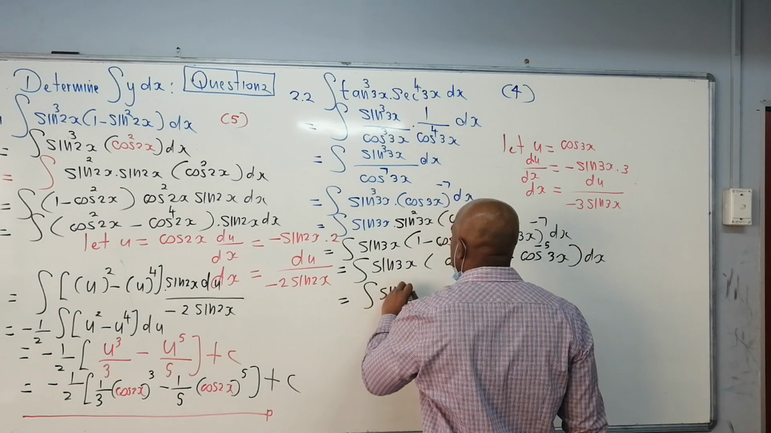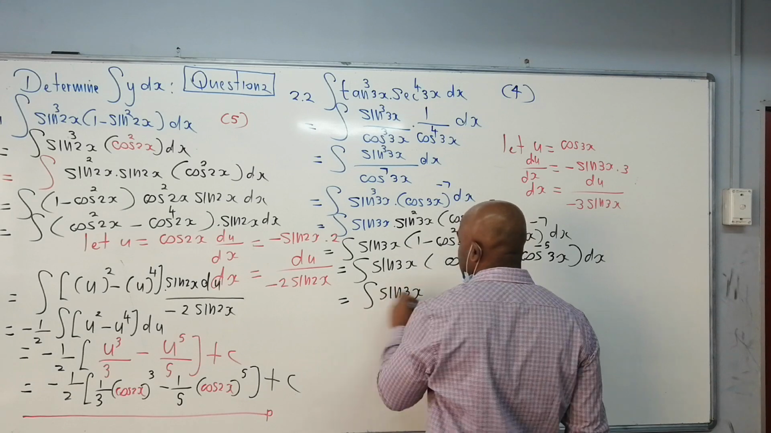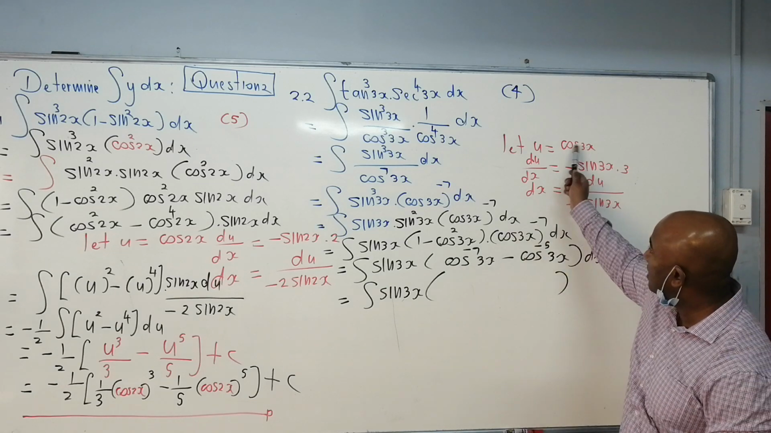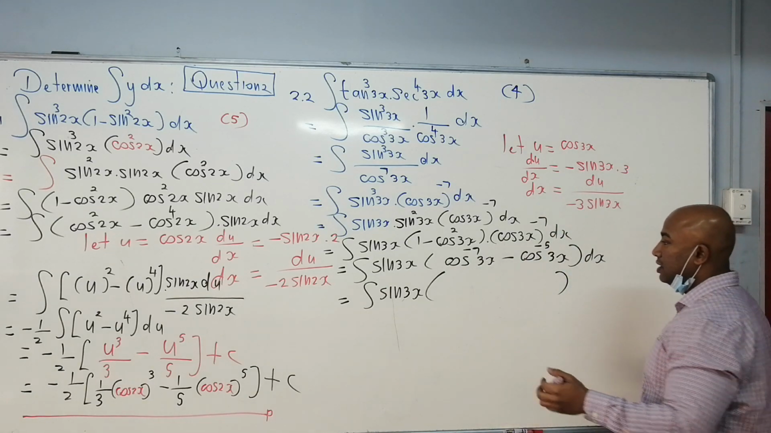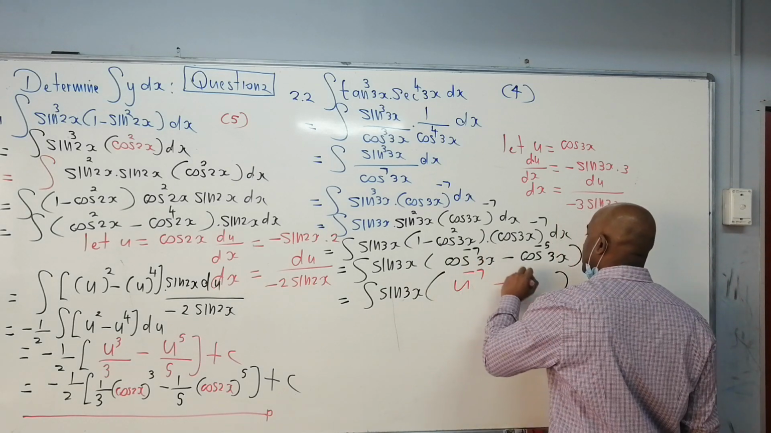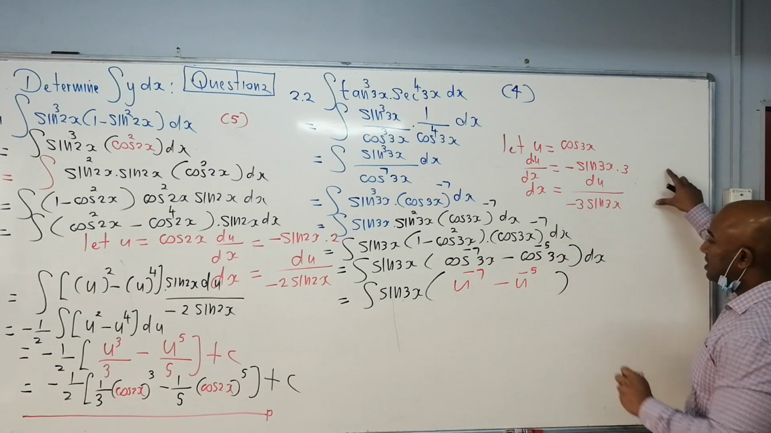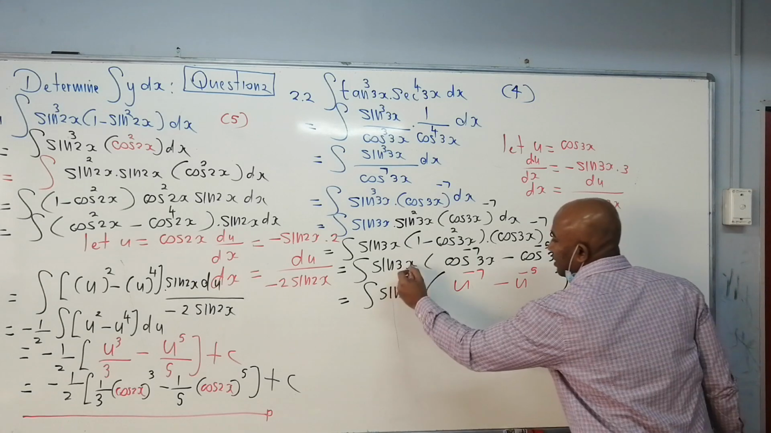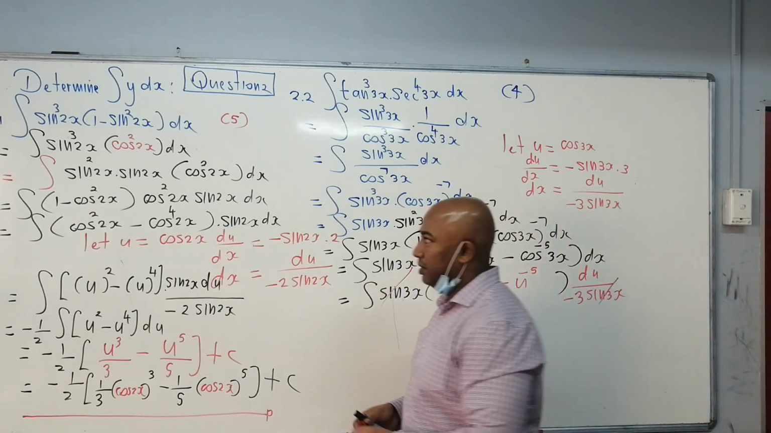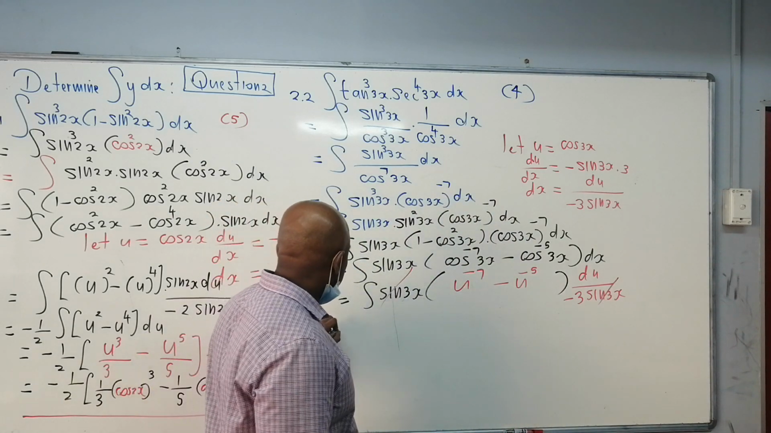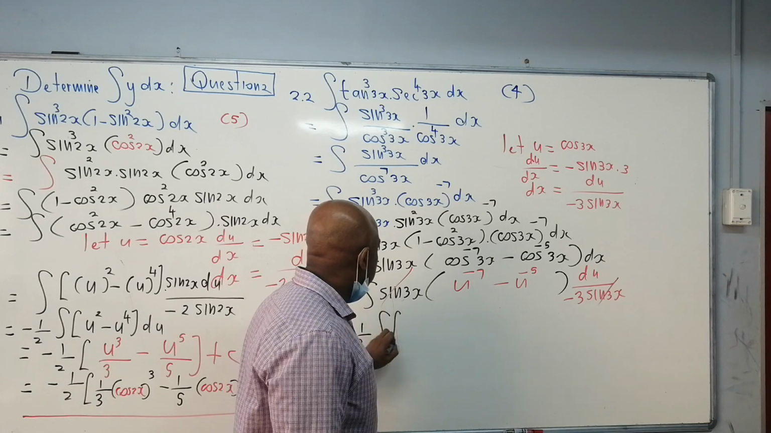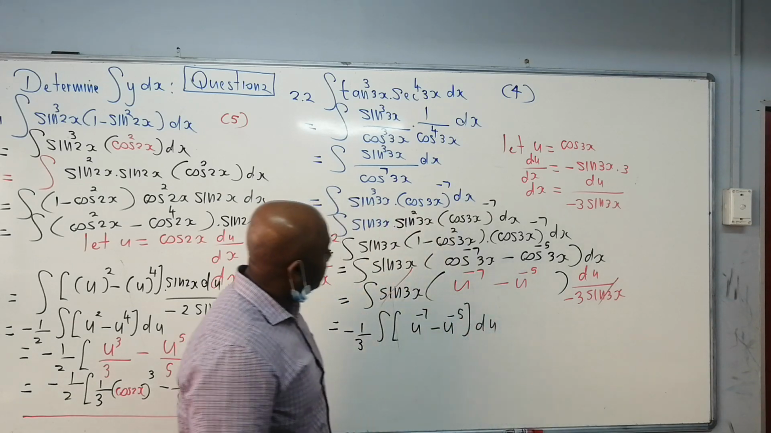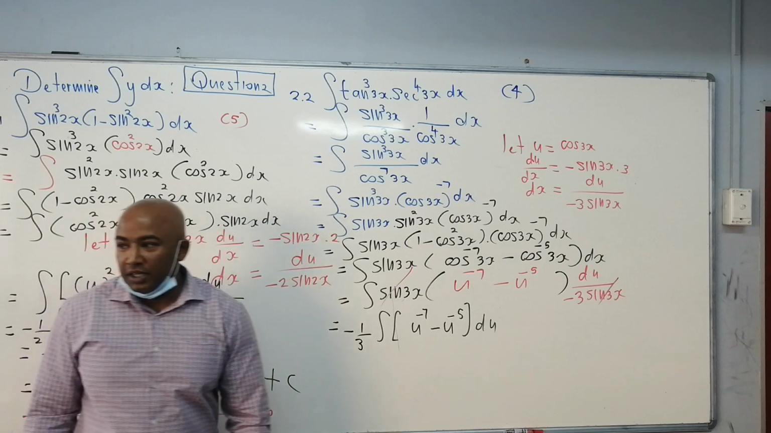So now I've got my sine cubed, sine to the power 3, sine of 3x. Wherever I see cos, I'm replacing it with u. So this is going to be u to the power minus 7, u to the power minus 5. And then dx is du divided by minus 3 sine 3x. You can see it's the same type of example, yeah? That's going to be minus 1 over 3, u to the power minus 7, u to the power minus 5 du. And now I can integrate with respect to u.